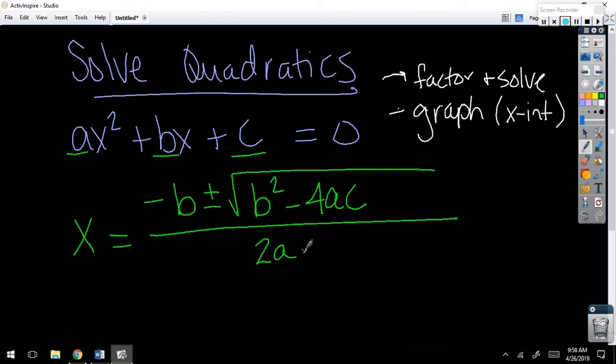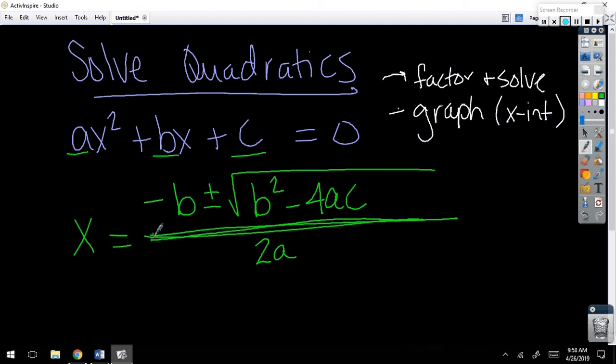Now, a couple of cautions with this. Make sure your radical, meaning the square root, extends out far enough to cover the 4 and the A and the C also. And make sure that your entire fraction goes under 2A.